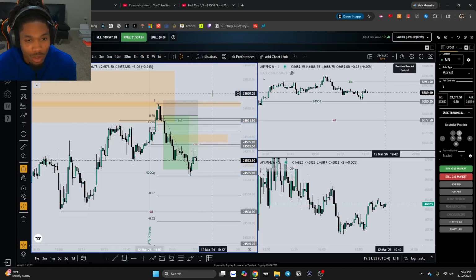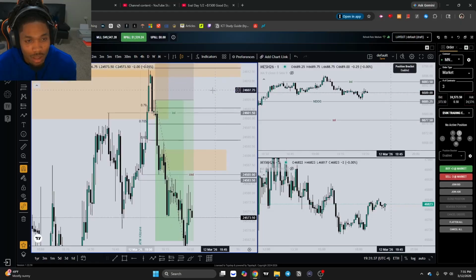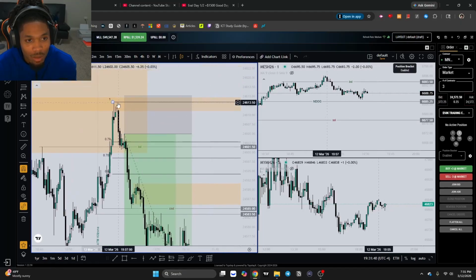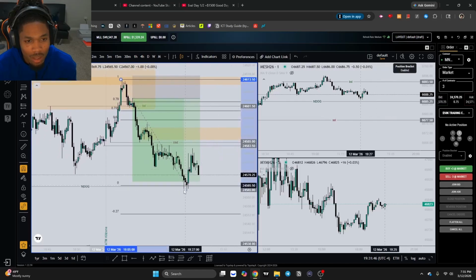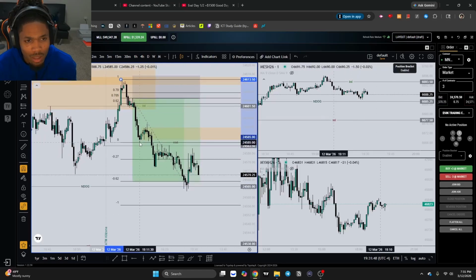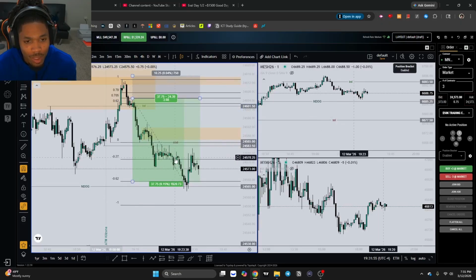I was gonna say that's backwards. Was it 30-second optimal trade entry? Something that I did. Tap, just right on the dot. 2.7, 0.62, it hit it.